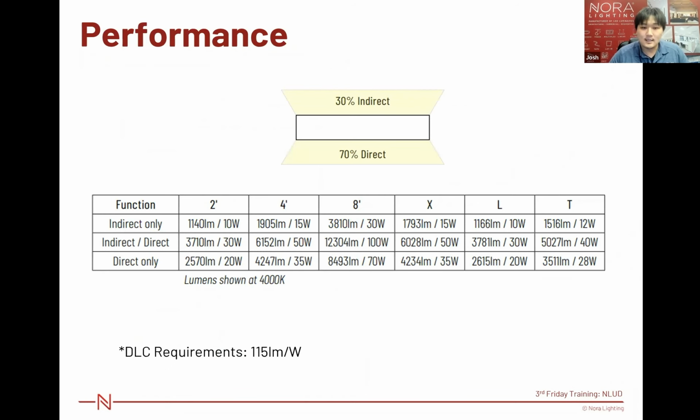Here's the performance. It can go up to 12,000 lumens with the 8-foot. And this is all measured at 4000K, which means 3500K and 3000K could be a little lower, but it gives you the idea of how 30% up and 70% down works with the lumens at each wattage. So the DLC requirement, as I mentioned, is 115 lumens per watt. At 4000K, every length is 120 lumens per watt or over.